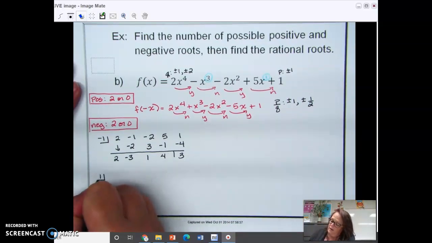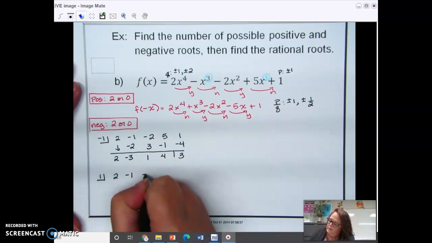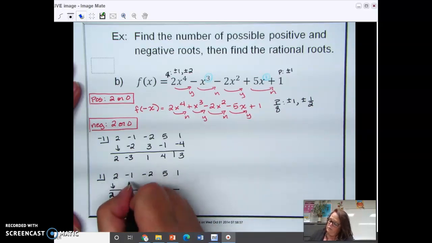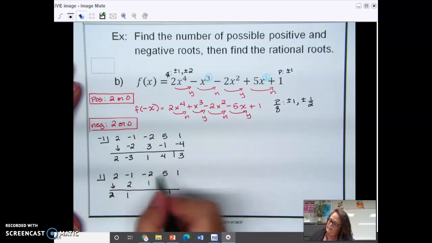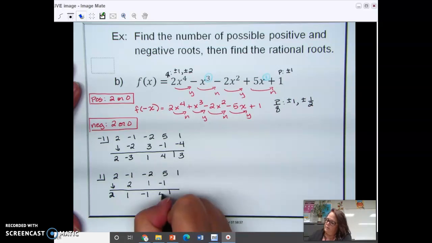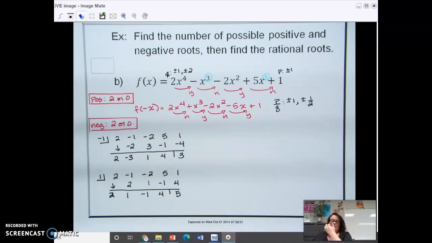So then if I try positive 1, I'm sorry, I dropped the 2 here. 1 times 2 is 2. The sum is 1 times 1 is 1. Their sum is negative 1 times 1 is negative 1. Their sum is 4. I get 4 here and a remainder of 5. So again, 1 is not a solution or a root or zero of this problem.